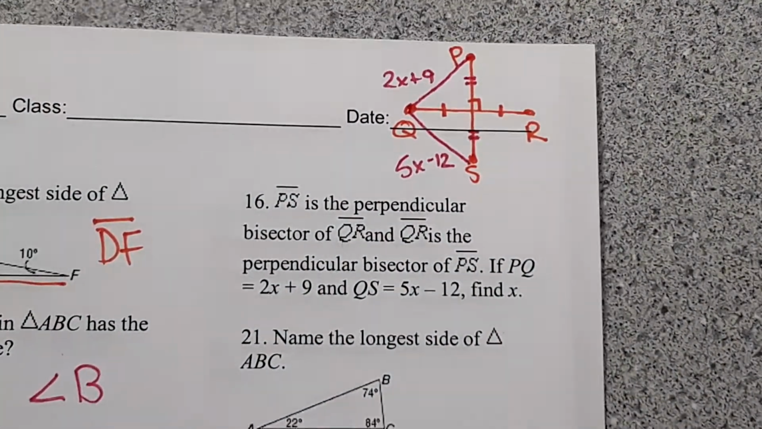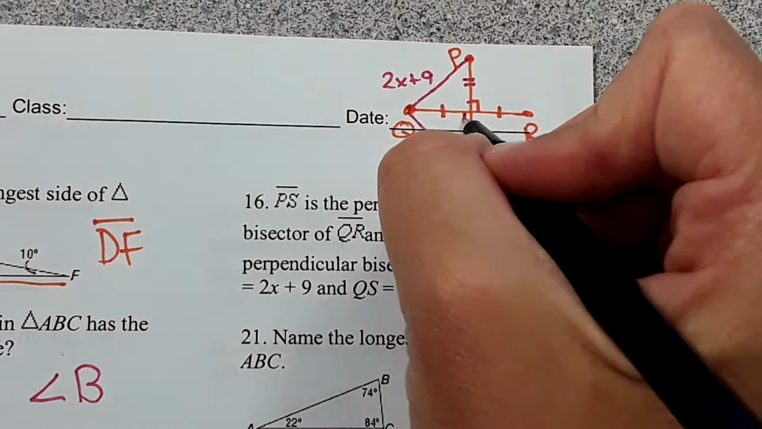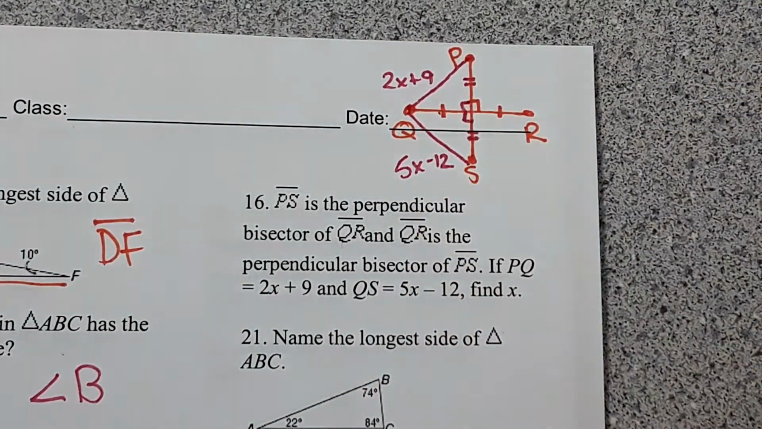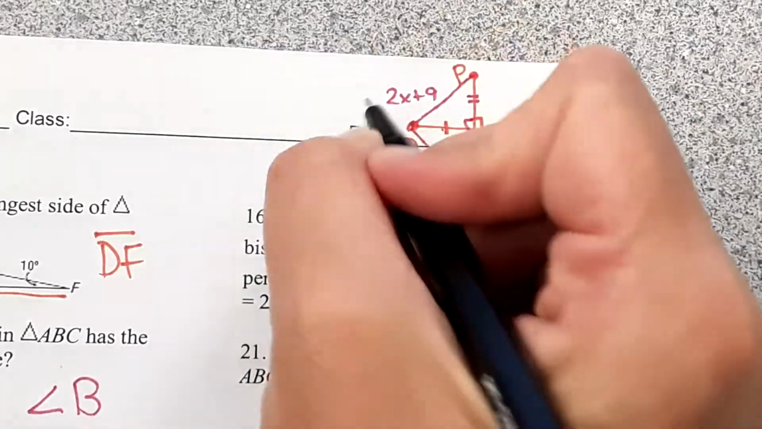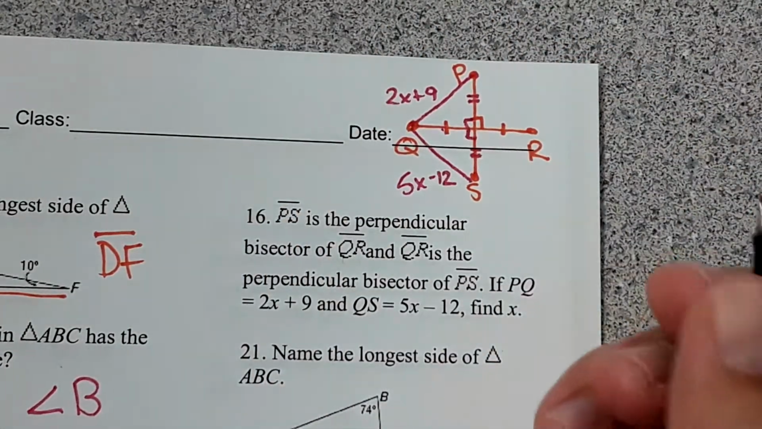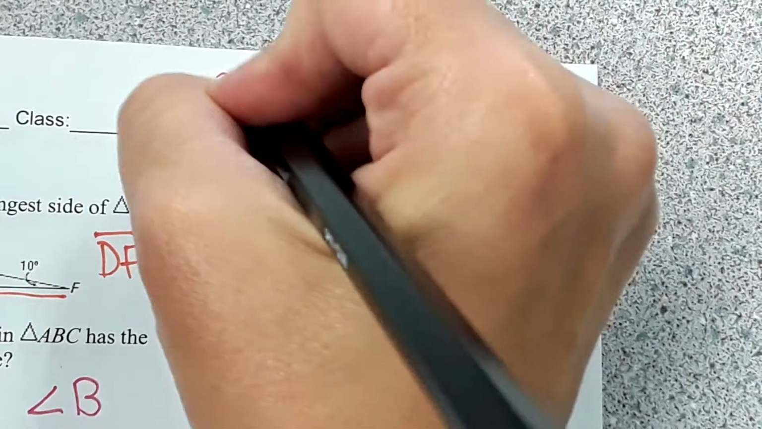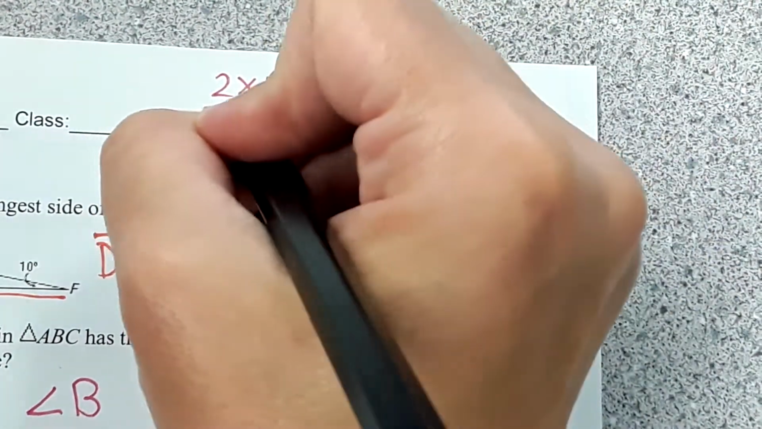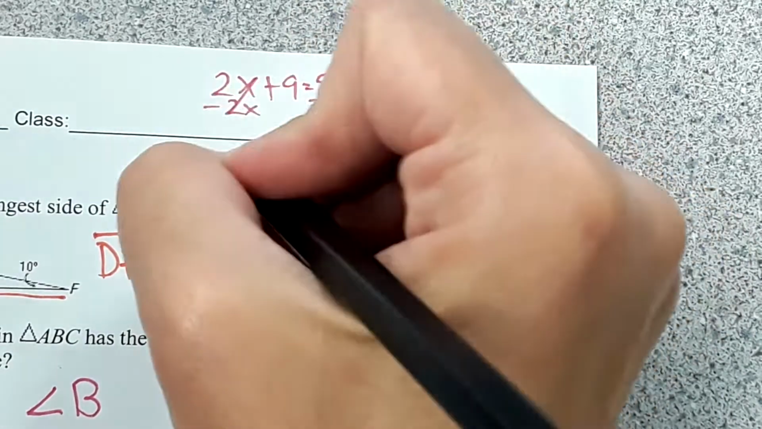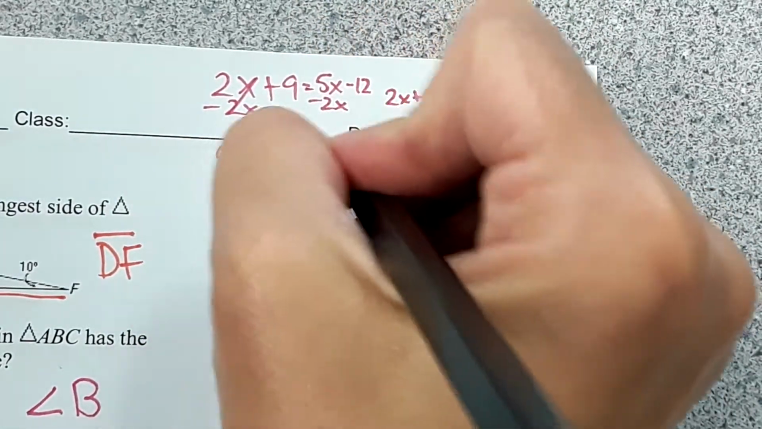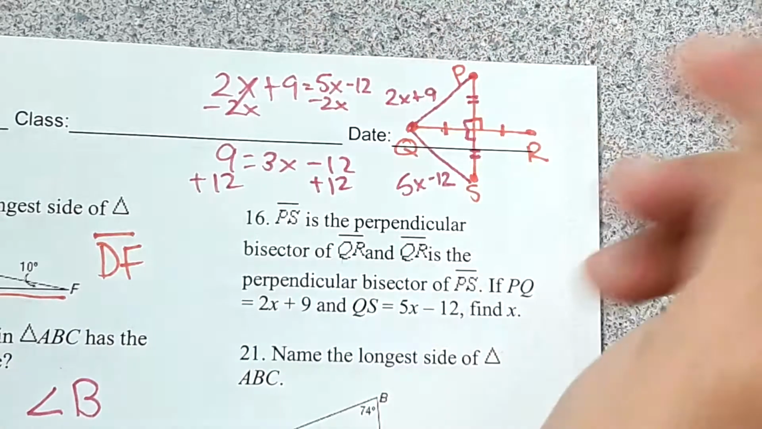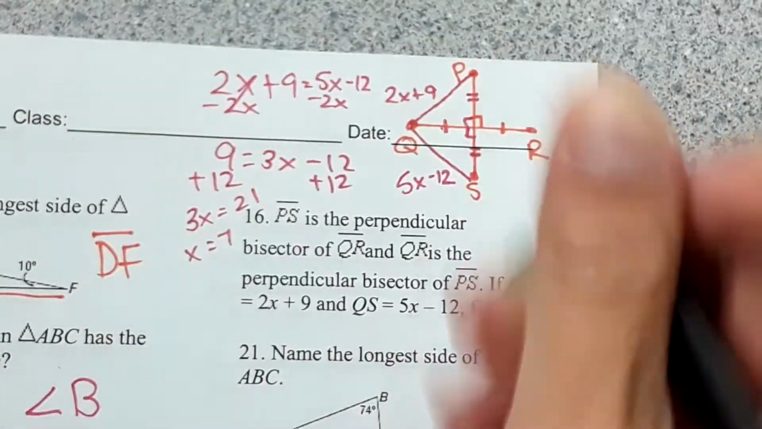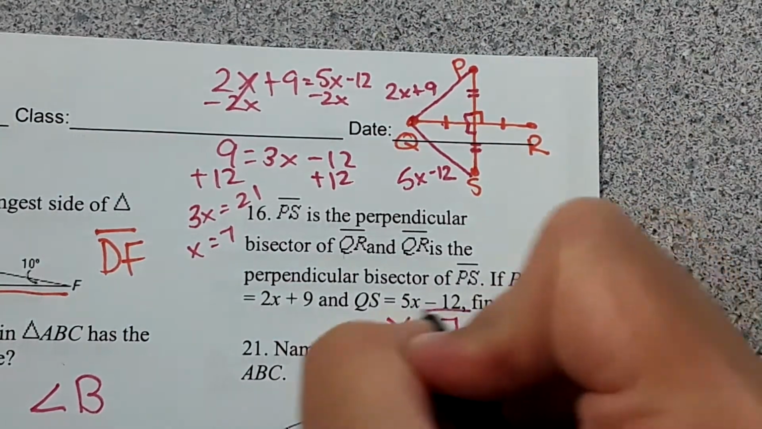Well, based on what I have, I know this is a 90-degree angle here and a 90-degree angle here. You have side angle, side congruence. These triangles are congruent. So therefore, you can just set these expressions equal to each other and solve it for x. So 2x plus 9 equals 5x minus 12, and I'm going to solve it. I get 3x equals 21, x equals 7. So the answer is x equals 7.